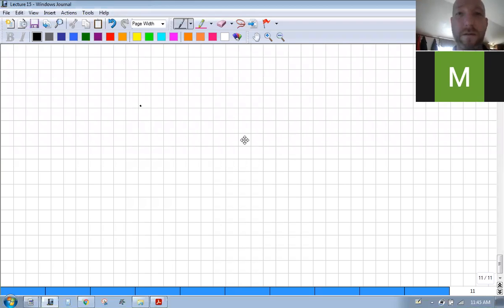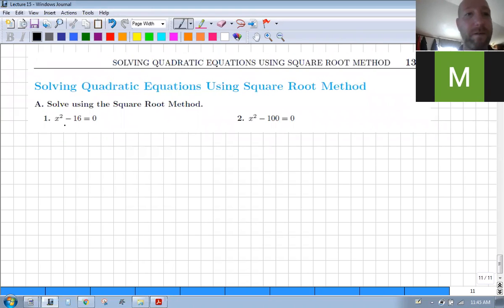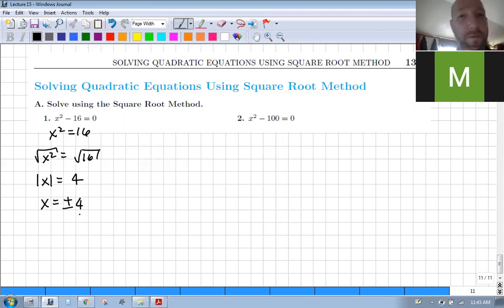Solve using the square root method. Right over here on number 1, add 16 to both sides. Square root both sides. Square root of x squared is the absolute value of x. Square root of 16 is 4. So x is plus or minus 4.